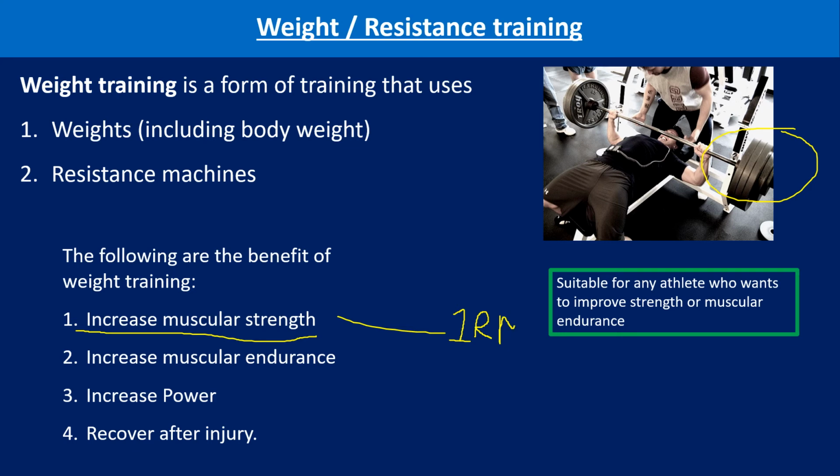A 1 rep max is you doing the heaviest weight that you can do, but you're only doing it one time. So an example would be, if we take this picture here, this athlete is doing a chest press. If he is trying to increase his muscular strength, he will do the heaviest press that he can do and only do it once. If we are looking at improving muscular endurance, we would then do lots of repetitions with a low weight. If we are looking at using our resistance or weight training to increase power, we would then try to make our movements as explosive as possible.